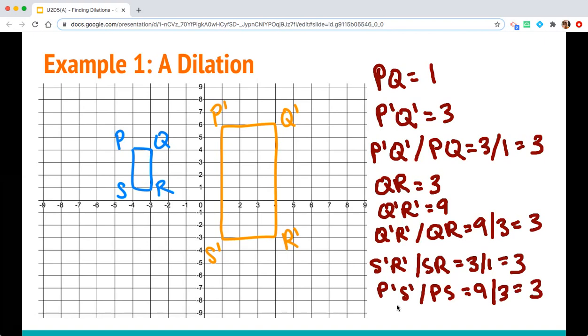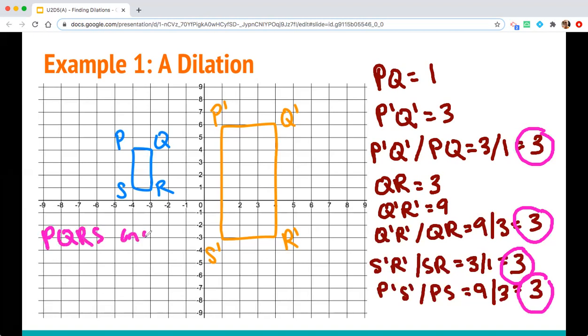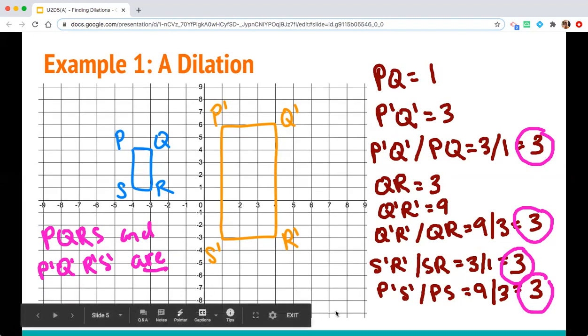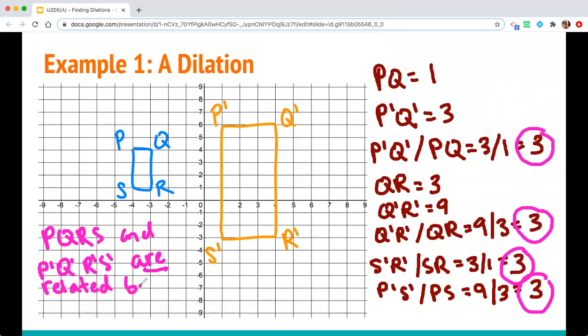So now I can see that I have a constant ratio between the corresponding sides of the image and the pre-image. Every time I compared that ratio, I got the exact same answer, which is also my scale factor. So I can now say PQRS and P prime, Q prime, R prime, S prime are related by dilation. The scale factor is 3.